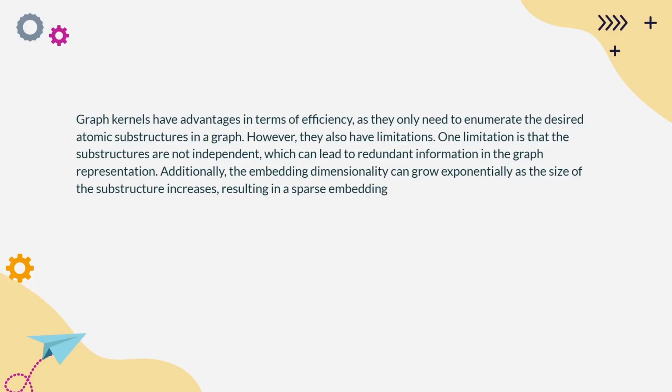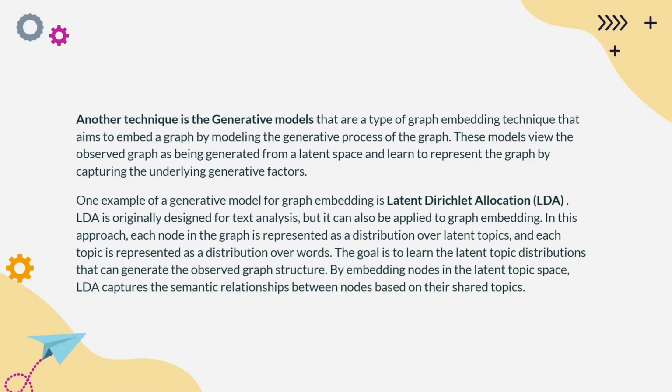However, they also have limitations. One limitation is that the substructures are not independent, which can lead to redundant information in the graph representation. Additionally, the embedding dimensionality can grow exponentially as the size of the substructure increases, resulting in a sparse embedding.